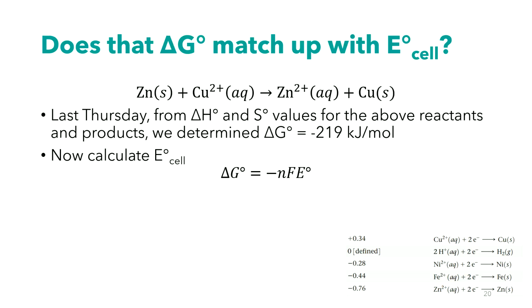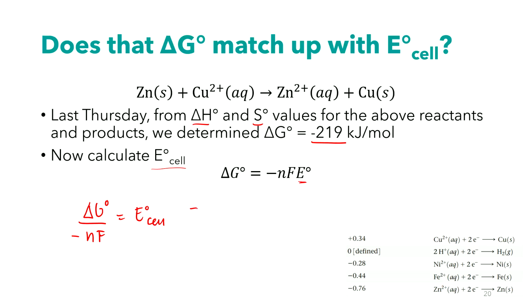On Thursday, we calculated the standard delta G for our zinc copper half cell using just our enthalpy and our entropy values for those reactants. And we found that we had a really large negative standard delta G. That meant that it was spontaneous. Now let's see if that stacks up with the right standard cell potential. Let's write it out. Standard delta G divided by negative nF better equal our standard cell potential.